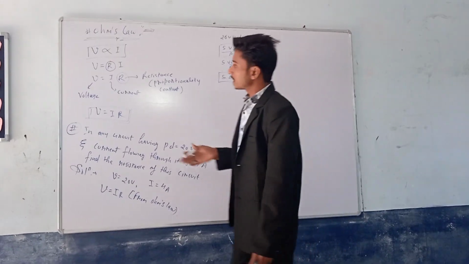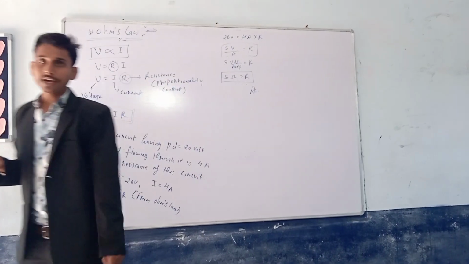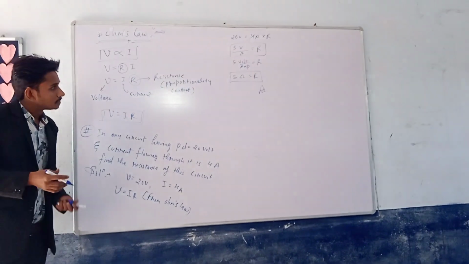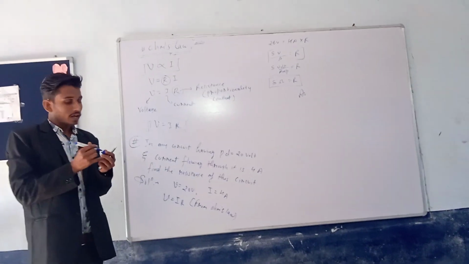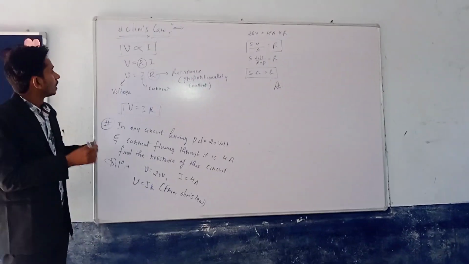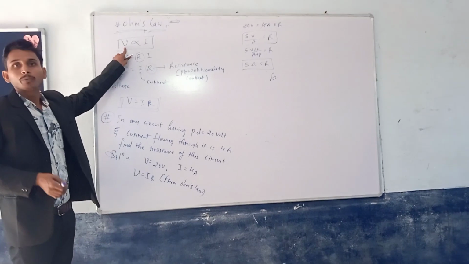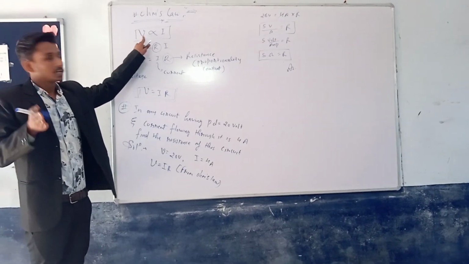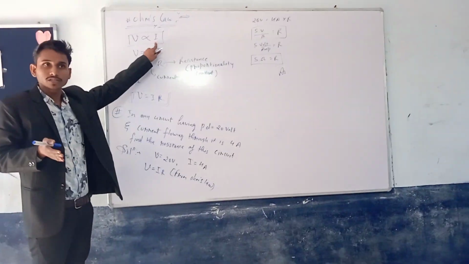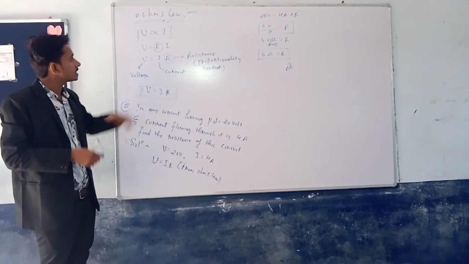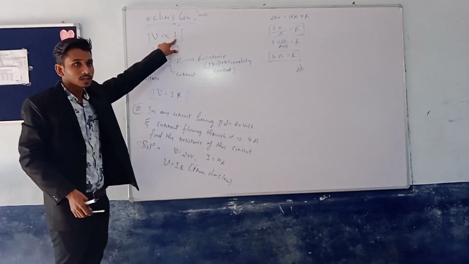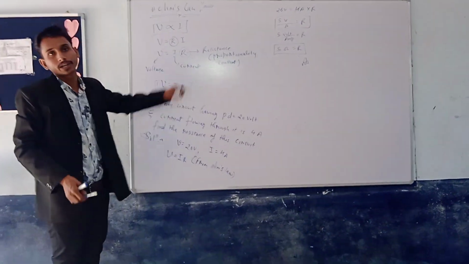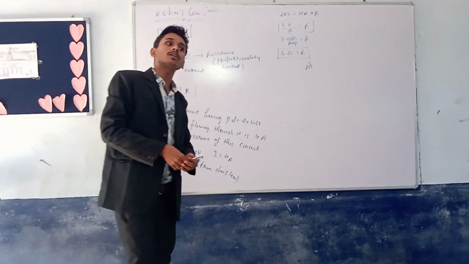So this is the mathematical interpretation of Ohm's law, okay? And in a statement we can conclude Ohm's law as: if in any circuit potential increases, in the same ratio current will also increase, and this will make V directly proportional to I, and finally V equals IR, and this is nothing but our Ohm's law, right?